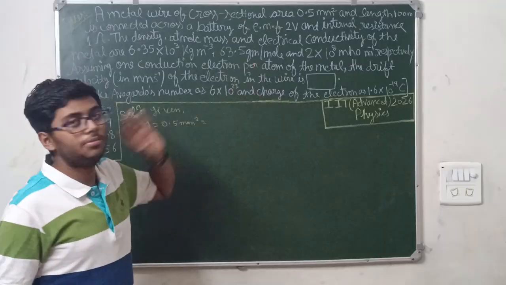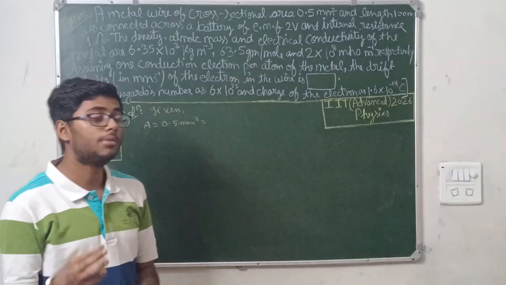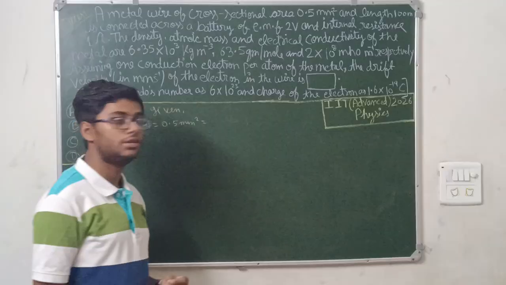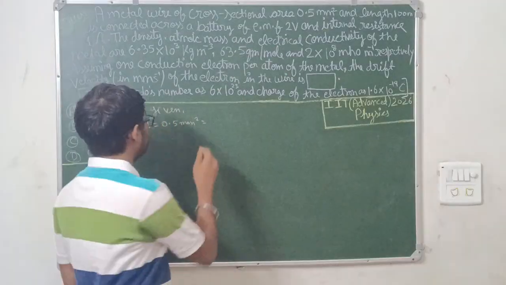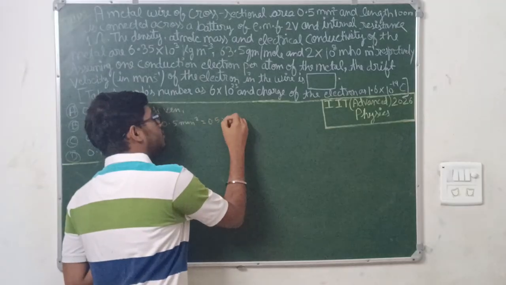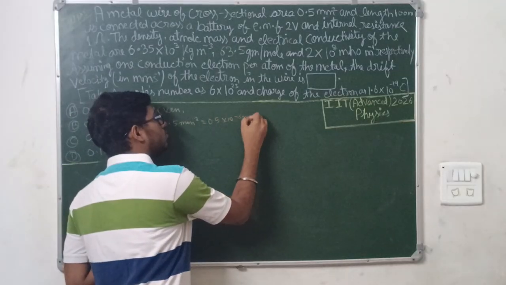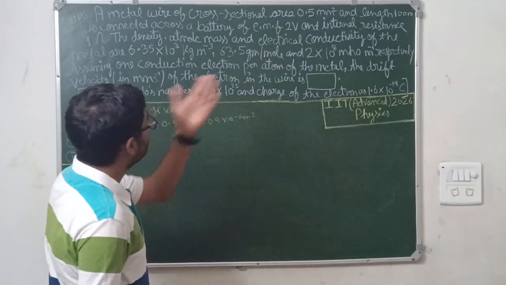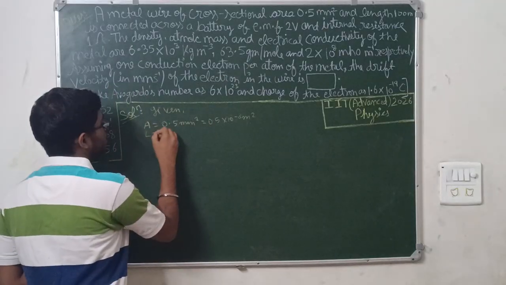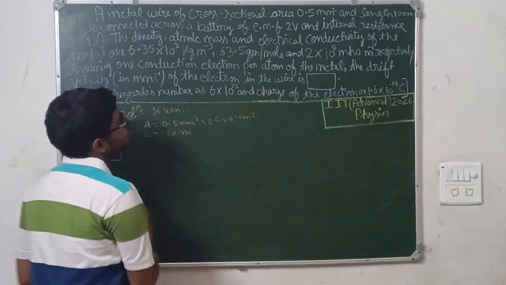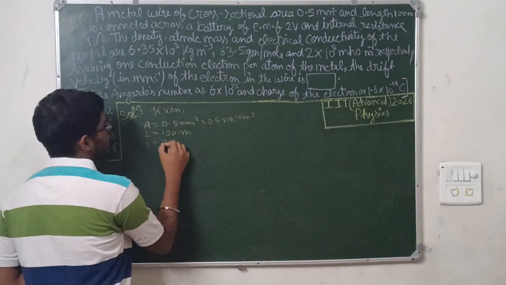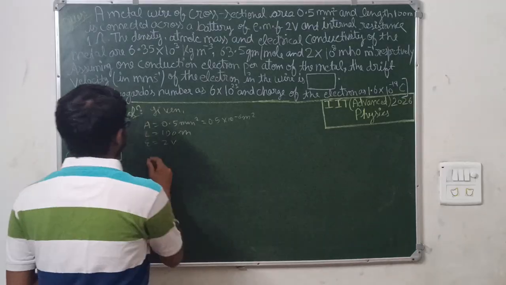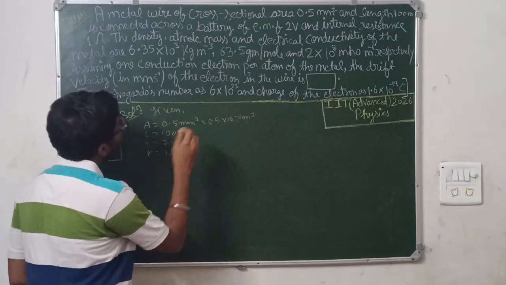See, the area is in millimeter, so we have to convert it into meters. We can multiply by 10 to the power minus 3, but since there is a square, this would be converted into meter square. So the answer would be 0.5 into 10 to the power minus 6 meter square. Got it? Now the length is given as 100 meters, the EMF is given as 2 volts, and the internal resistance, small r, is given as 1 ohm.